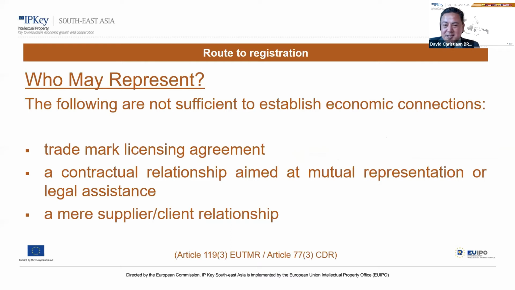That is a trademark licensing agreement, a contractual relationship aimed at mutual representation, or legal assistance, or a simple supplier-client relationship. So if the economic connection is one of these, the other party is not allowed to represent third parties who are not within the EEA. Some people make a mistake about this. If there is this mistake, then of course we give the opportunity to correct and to appoint valid representatives.